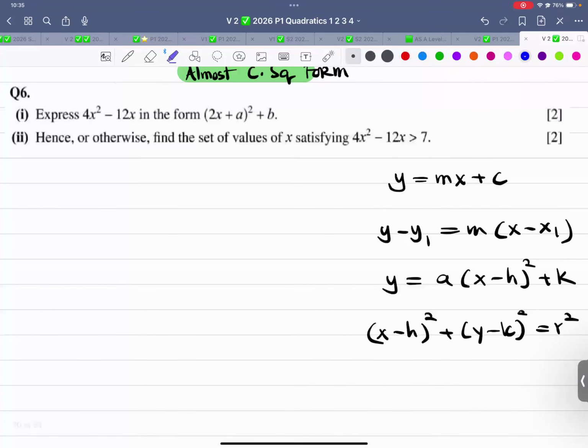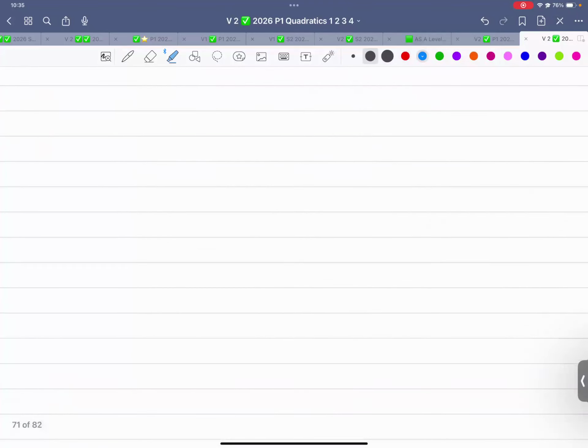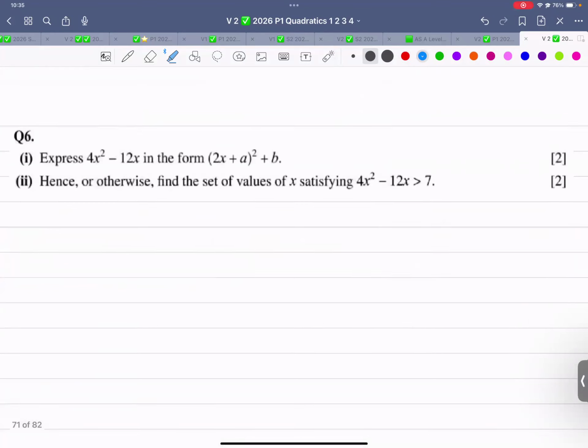Now over here, what's the issue? The issue is this, that the coefficient of x squared should be 1. So what should we do? Now let me do these two things separately. Now let me add a page over here. And let me first get rid of the second part, because the second part has to be done normally. So now in the second part, it says hence or otherwise. We will just take the option of otherwise because that is easy. Find the set of values of x satisfying this inequality. That's a normal inequality, nothing special. Don't link it to the completed square form.